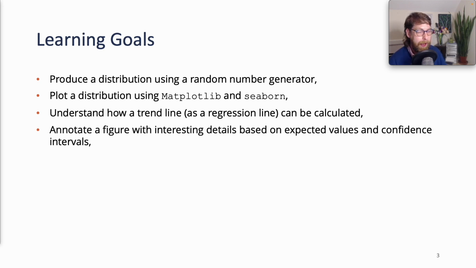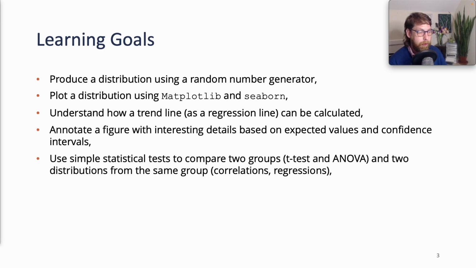And then we'll annotate a figure with interesting details based on expected values and confidence intervals. So we'll use statistical tests to compare two groups. We're going to use a t-test and ANOVA, and how to compare two distributions from the same group, and that will be, say, using something like a correlation or a regression.